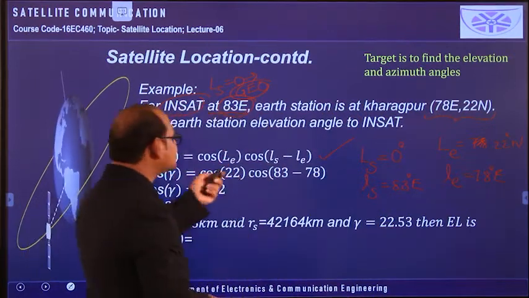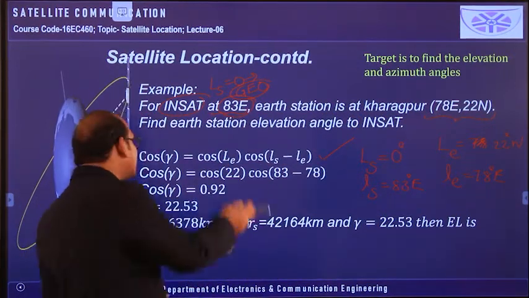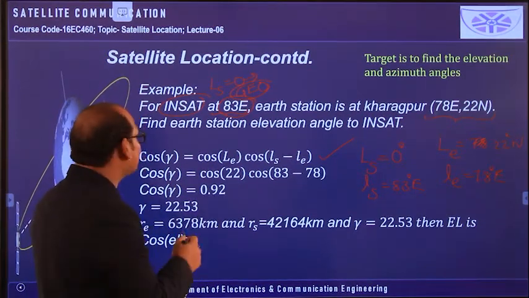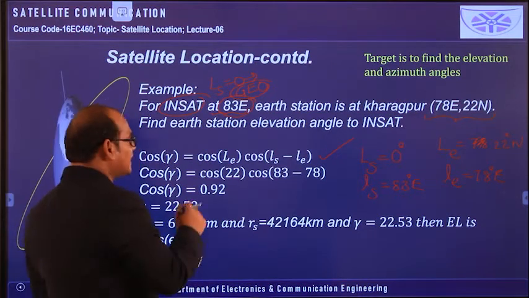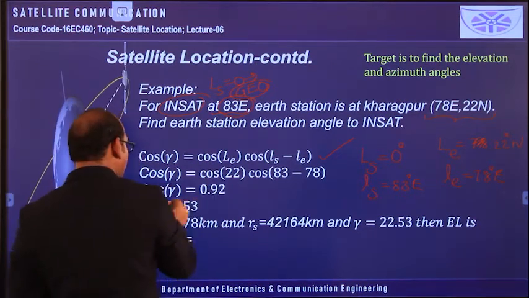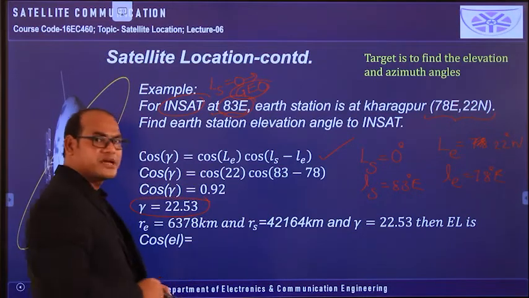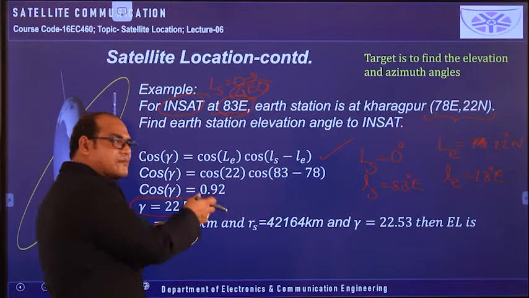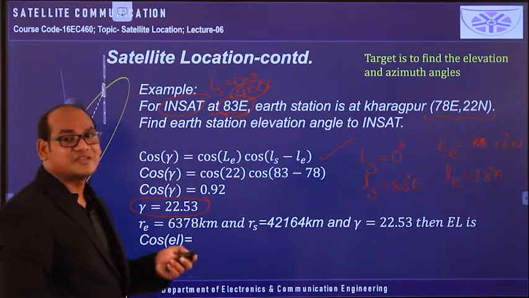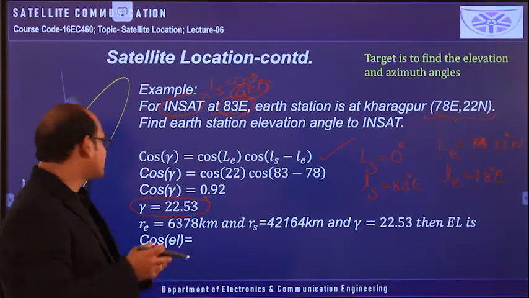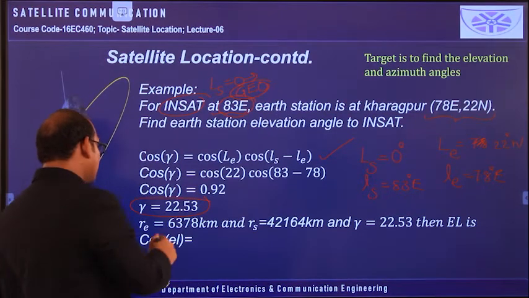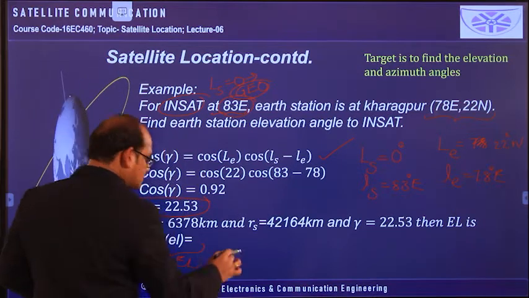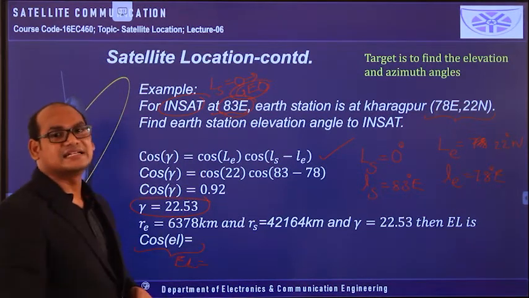Here capital LS is not required, because we have already taken the equation for geo satellite only. So substitute the remaining values LE, small le and so on, and you will get the value of gamma. Cos gamma is 0.92, so gamma is equal to cos inverse of 0.92. If you know gamma, you have the equation for cos of EL, that means cos of elevation angle. Substitute all the values in that equation, then you will get cos of EL, and from this you can get the EL value also. So in this way we have calculated the elevation angle.